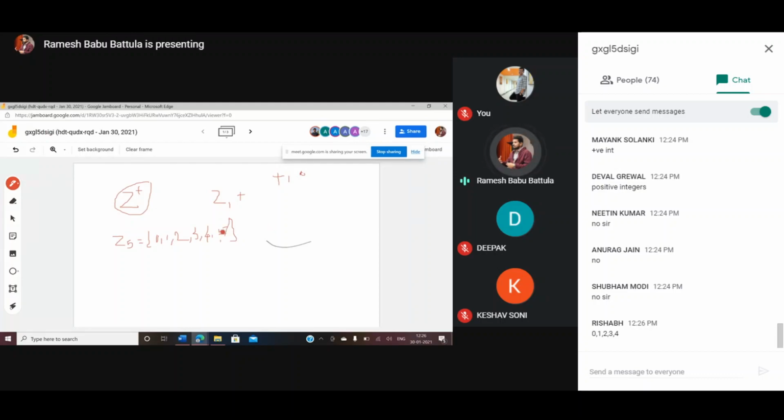I'm sorry, here there is no 5. I have to erase this one. There's no 5, only 4 elements are there. Now I'm talking about this one. So is this a set or a group?